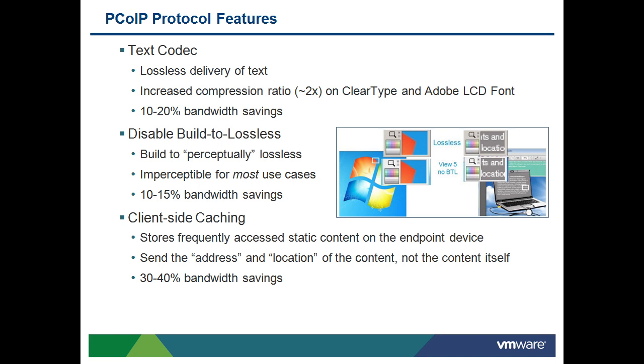So instead of sending that image data, PCoIP just sends an address into the cache and then the location of where to display that content. And that's a bit oversimplified, but it covers the basic premise. So this feature, when used on a supported device, can show pretty significant gains in bandwidth reduction, as high as 30 to 40% for some use cases.